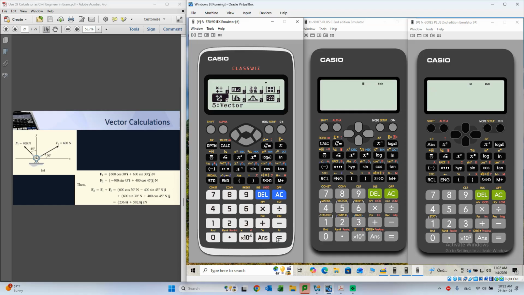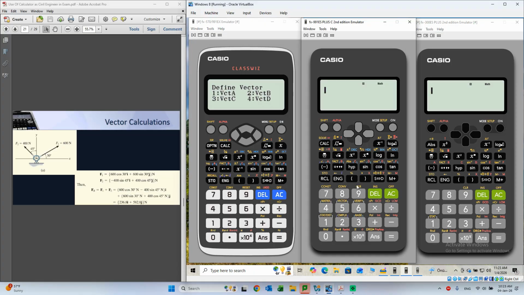What can be done in the vector calculation? You define some vectors. Here you can define 4 vectors. If I want to go to vector, first I need to change the mode to vector calculation. If I'm not wrong, number 8 we have it here. So first you go for the vector calculation, then here you can only save 3 vectors.